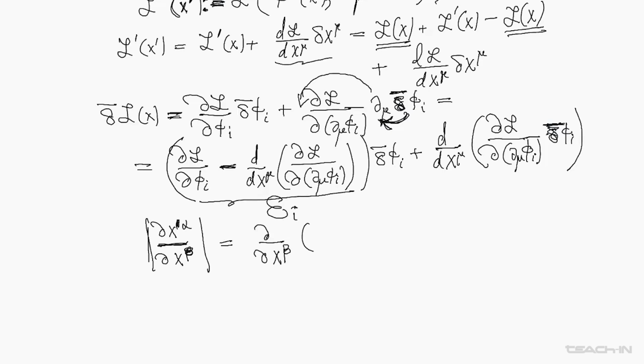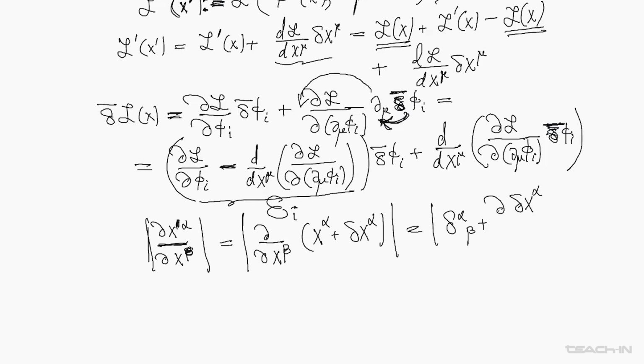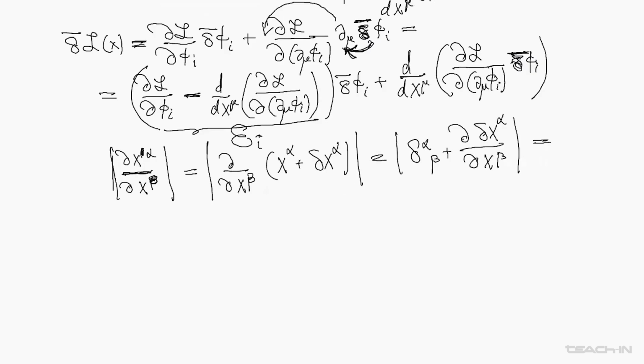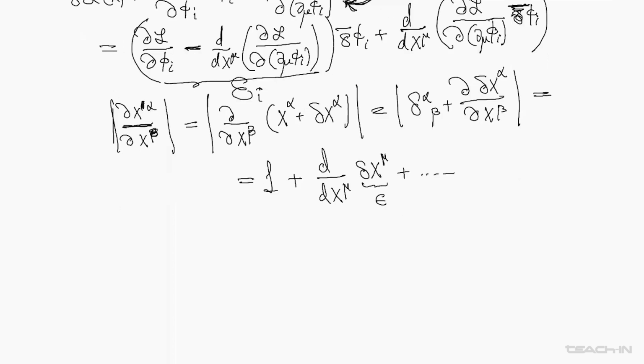So I need to compute the determinant of the matrix δ^α_β + ∂δx^α/∂x^β. And you may see that if you want to restrict yourself to the leading order in ε, then this expression in the leading order gives you 1 plus the divergence ∂/∂x^μ of δx^μ plus higher order terms. So this is a leading term in ε, but there are other corrections which I am not interested in, higher order terms in ε. That's basically it.